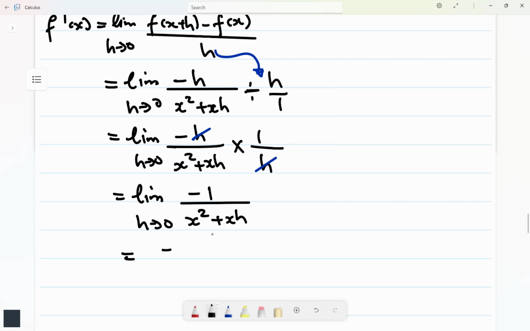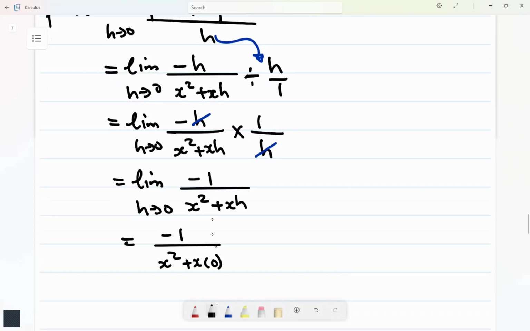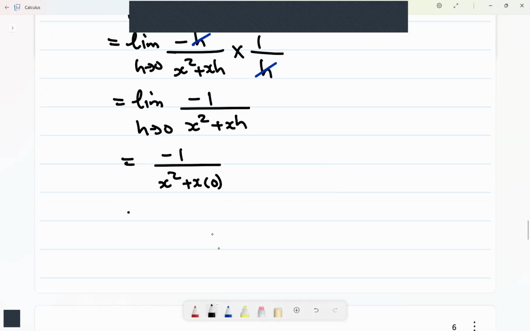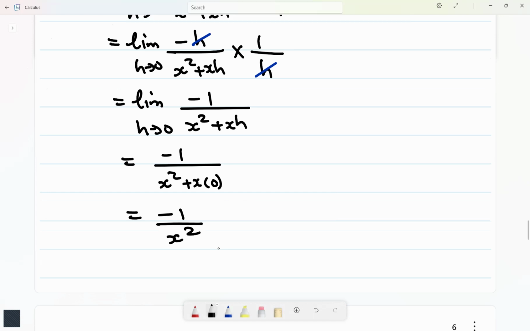Then when I substitute, it becomes -1 divided by x squared plus x into 0. Remember, when I substitute, I do not care about the limit anymore. This will give me -1 divided by x squared. Okay, yes. I want to believe it is clear now from the first principle thereof.